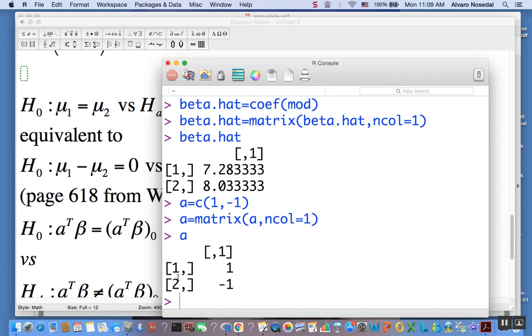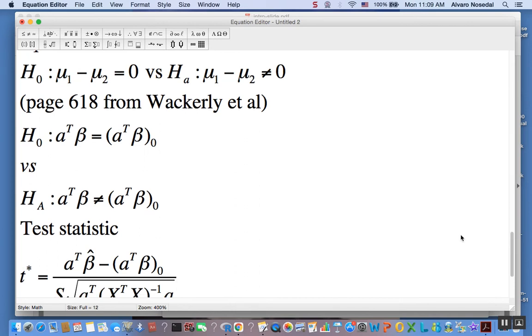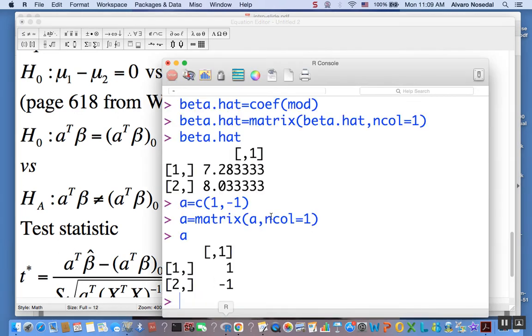Now let's find the numerator of our test statistic. We want this, A transpose beta hat minus A transpose beta. But, you know, under the null hypothesis, that guy there is just 0, as we pointed out earlier. So the numerator is just going to be A transpose beta hat. So let's find that. Numerator is going to be just A transpose beta hat.